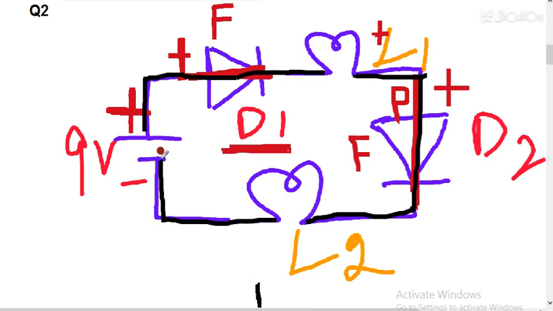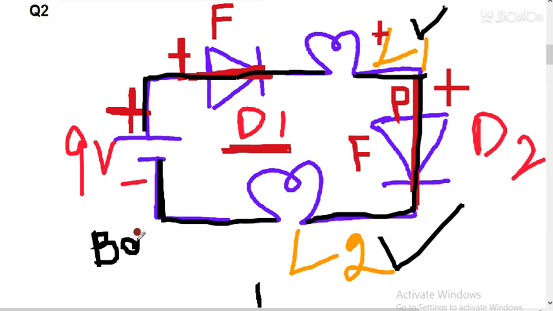So when the circuit is complete, then all the lights that are on the path will glow. L1 will also glow, L2 will also glow. So both the lights will glow here. For question number 2, both the lights will glow here.